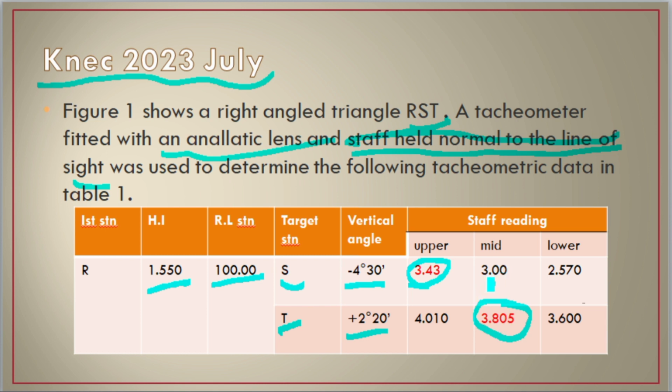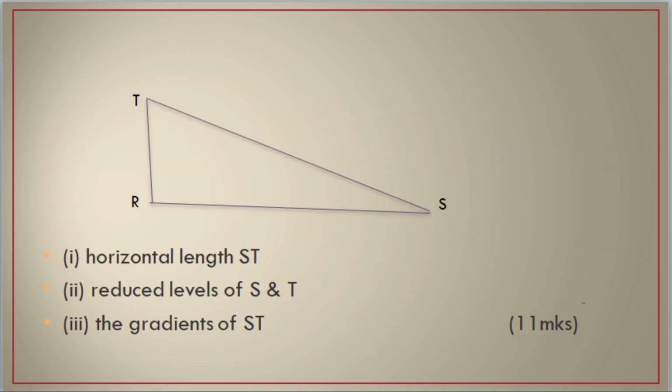We're only given the mid and the lower for station S, and for station T we had been given the upper reading and the lower reading. So they wanted you to calculate those two unknowns. We will return there and I will show you how I have worked out that question.